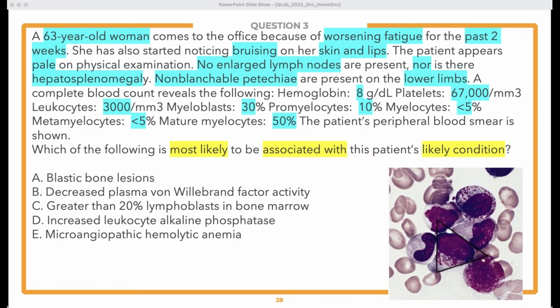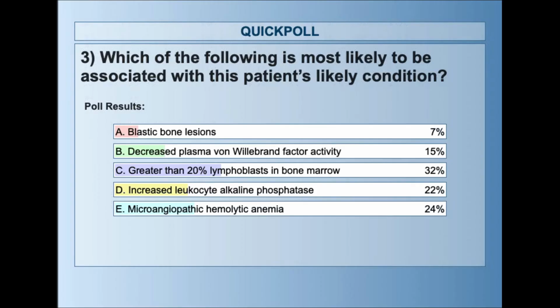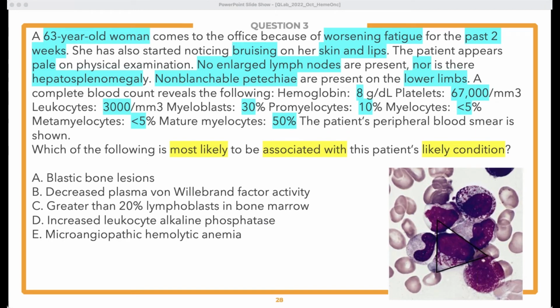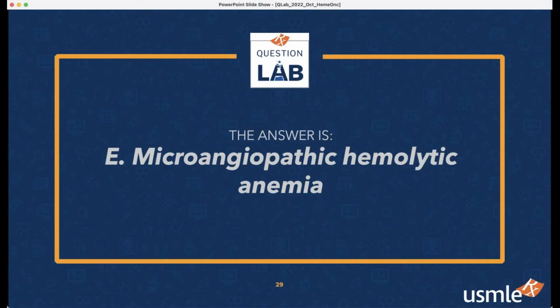So again, we've got about 3 of these answers that received a lot of the votes, with greater than 20% lymphoblasts in bone marrow being the leading vote getter. But microangiopathic hemolytic anemia and increased leukocyte alkaline phosphatase being right on its heels. So let's go ahead and hide the results and reveal the answer. And the answer is answer choice E, microangiopathic hemolytic anemia.